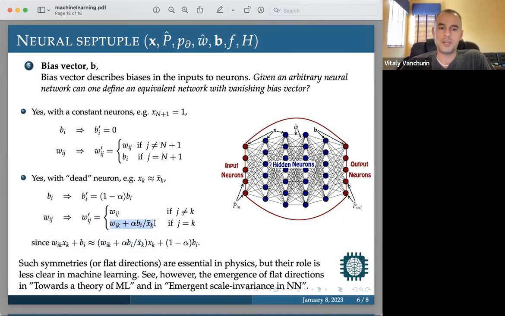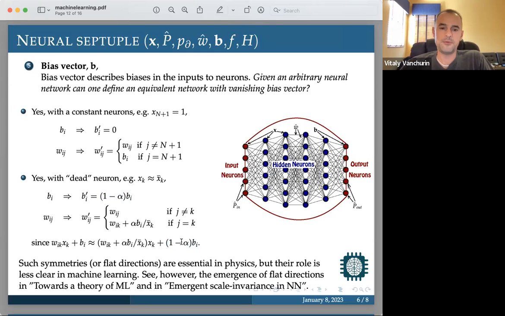Okay, so this is the weight matrix multiplying the xk. And then here, for the jth neuron, we have this new modified bias. This is the new modified bias. Okay, so what happens now?